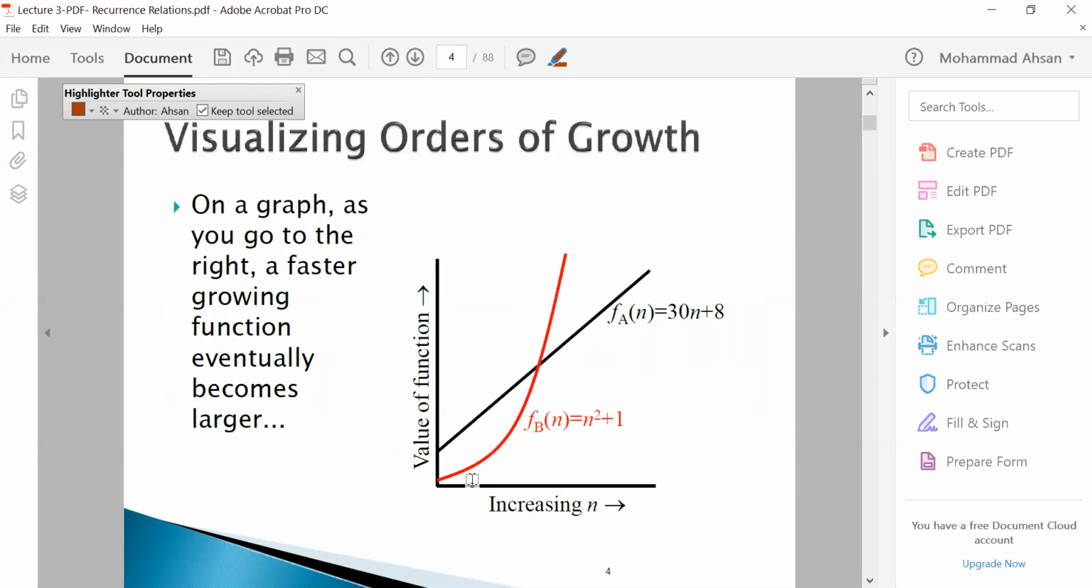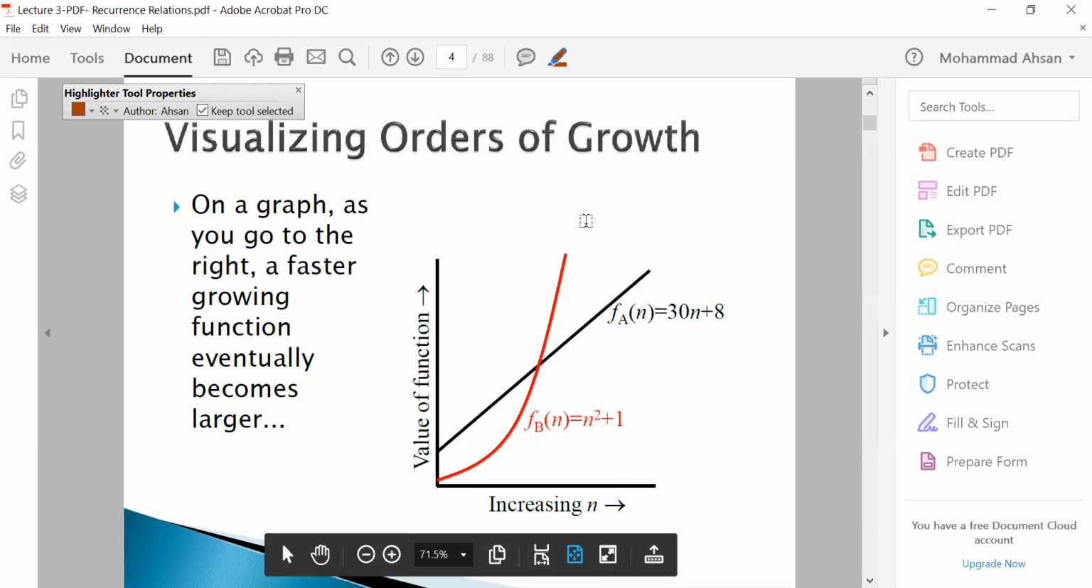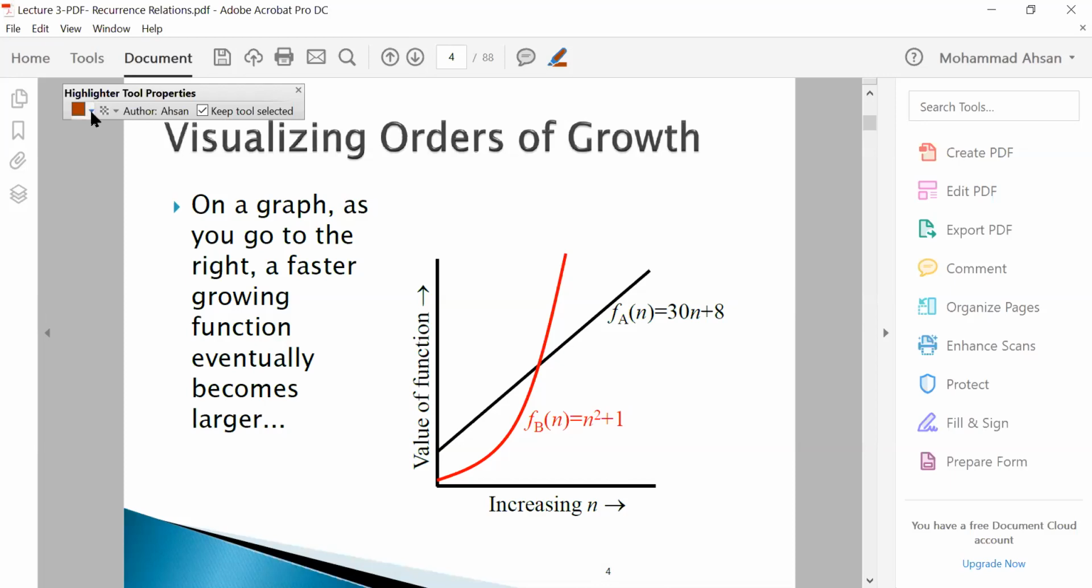So how do we visualize orders of growth? Your x-axis is n, which is the input size. What we want to see is if our program has to do a lot of work with a lot of input, how will it behave? So the function that defines its runtime, this is how it grows. If you see, you have two functions here. One is 30n plus 8, which defines the runtime for one program. And another is n squared plus 1, that defines the runtime for another function.